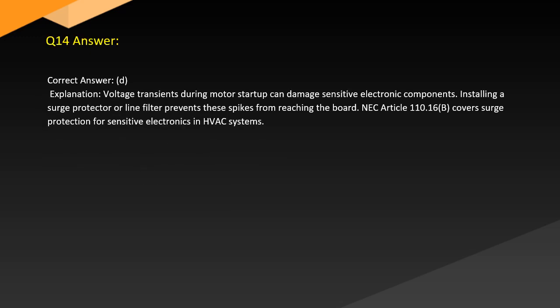Answer. Correct answer: D. Explanation. Voltage transients during motor startup can damage sensitive electronic components. Installing a surge protector or line filter prevents these spikes from reaching the board. NEC Article 110.16(B) covers surge protection for sensitive electronics in HVAC systems.